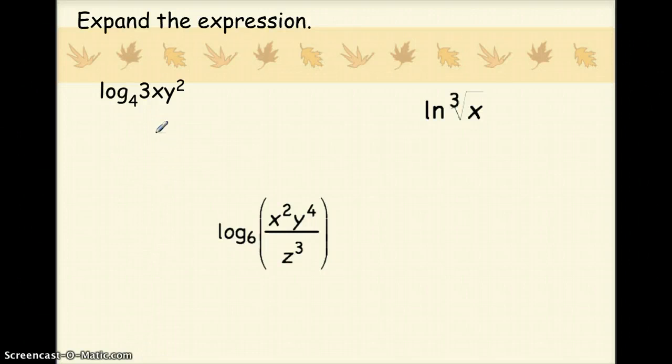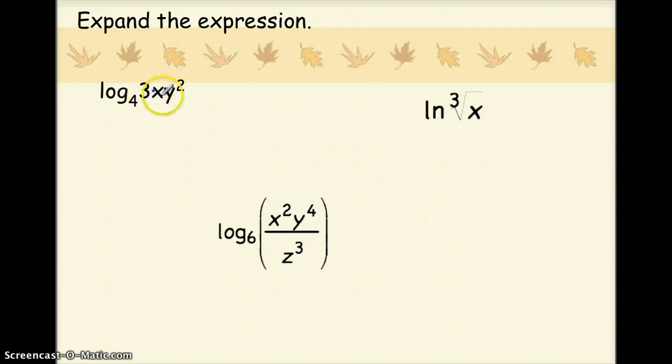These problems are not solving problems. These problems are just expanding problems. So we're going to use the properties and expand, so they should look bigger or ickier than you start off with. These are currently simplified. We're going to expand them. So just remember, multiplication expands into addition.